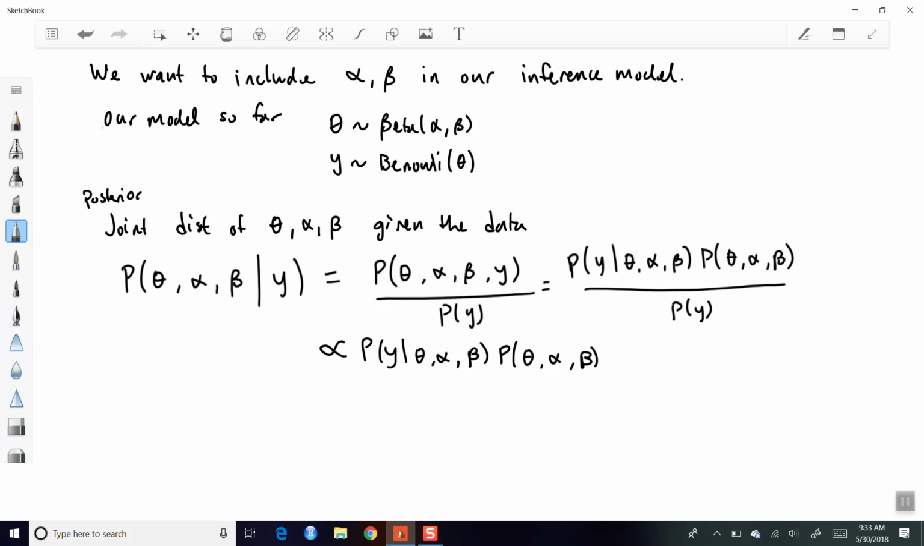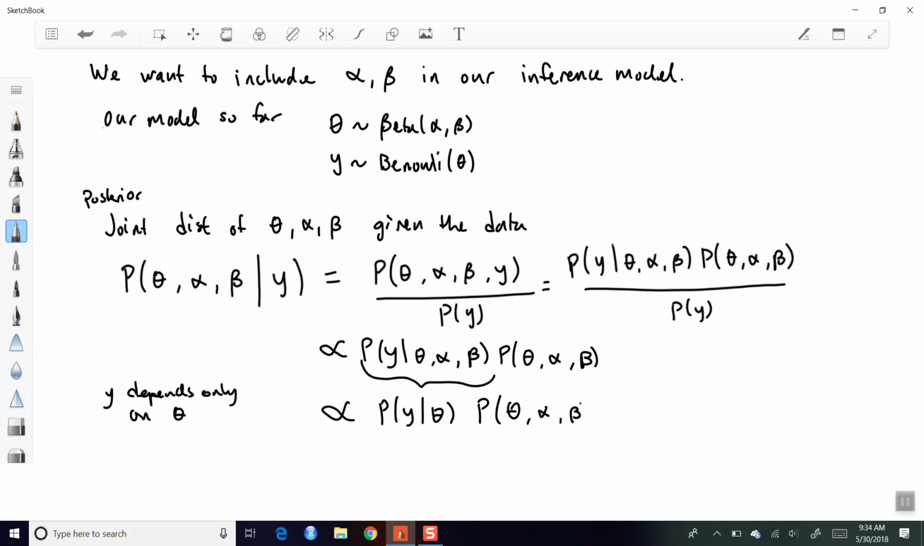Y depends only on the theta. So the values of y depend only on the theta, so this thing will just be the probability of y given theta, right? The theta is determined by the alpha and the beta, but once that theta is drawn, y is influenced only by theta. It has no direct relationship to alpha and beta. So this is what we have here.